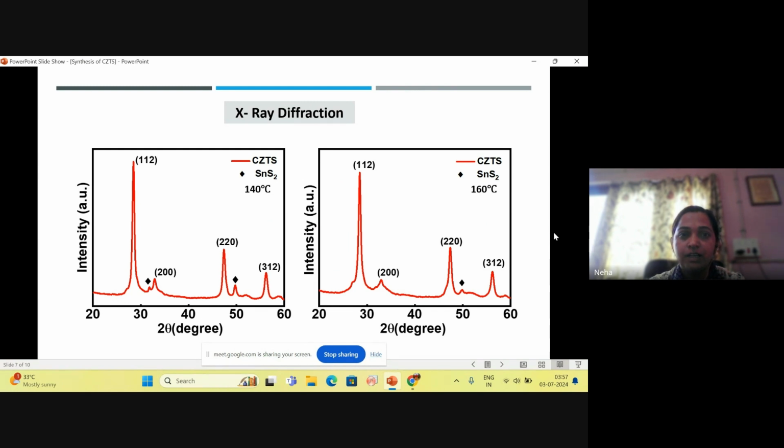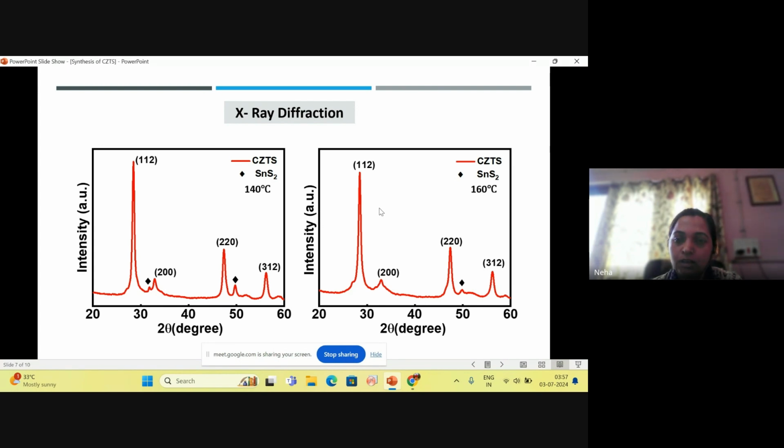These are the XRD patterns of different samples at different temperatures. In the first plot, CZTS is synthesized at a temperature of 140 degrees Celsius. The XRD peaks of CZTS occur at different 2 theta values corresponding to the lattice planes 112, 200, 220, or 312. But some low intensity peaks of SnS2 also occur.